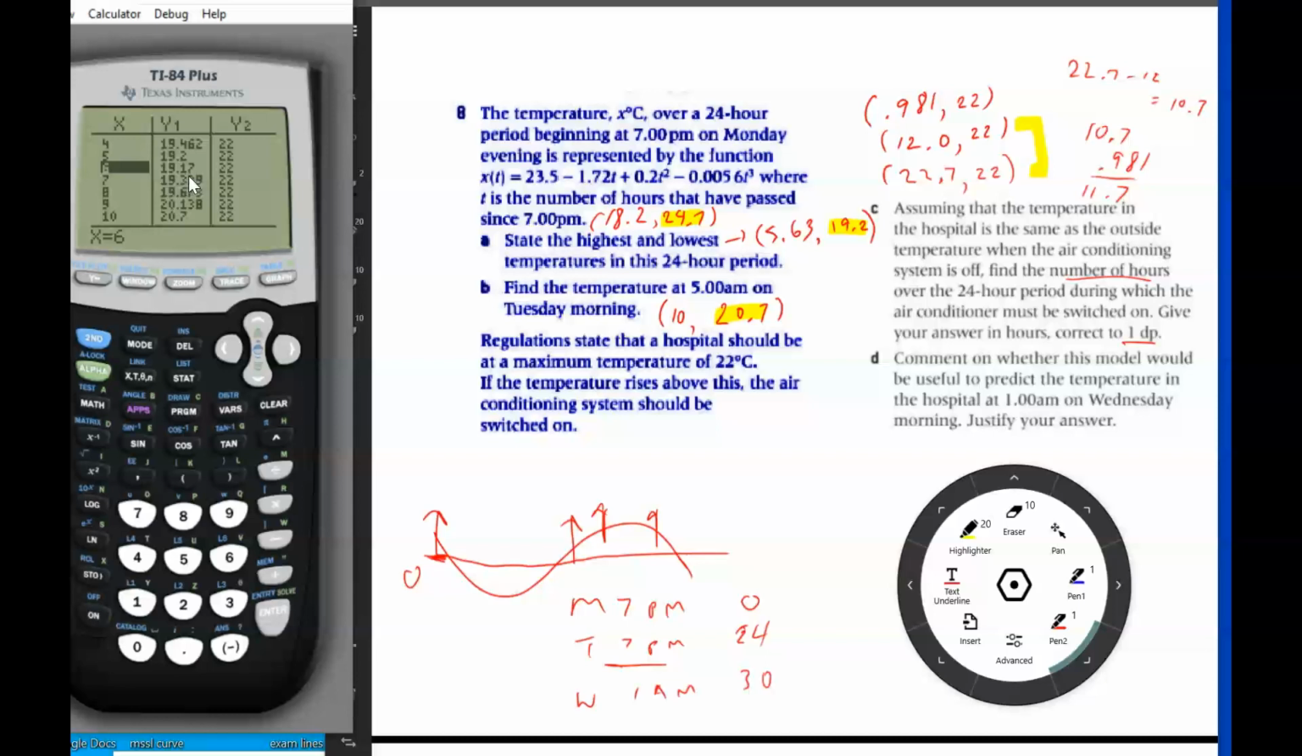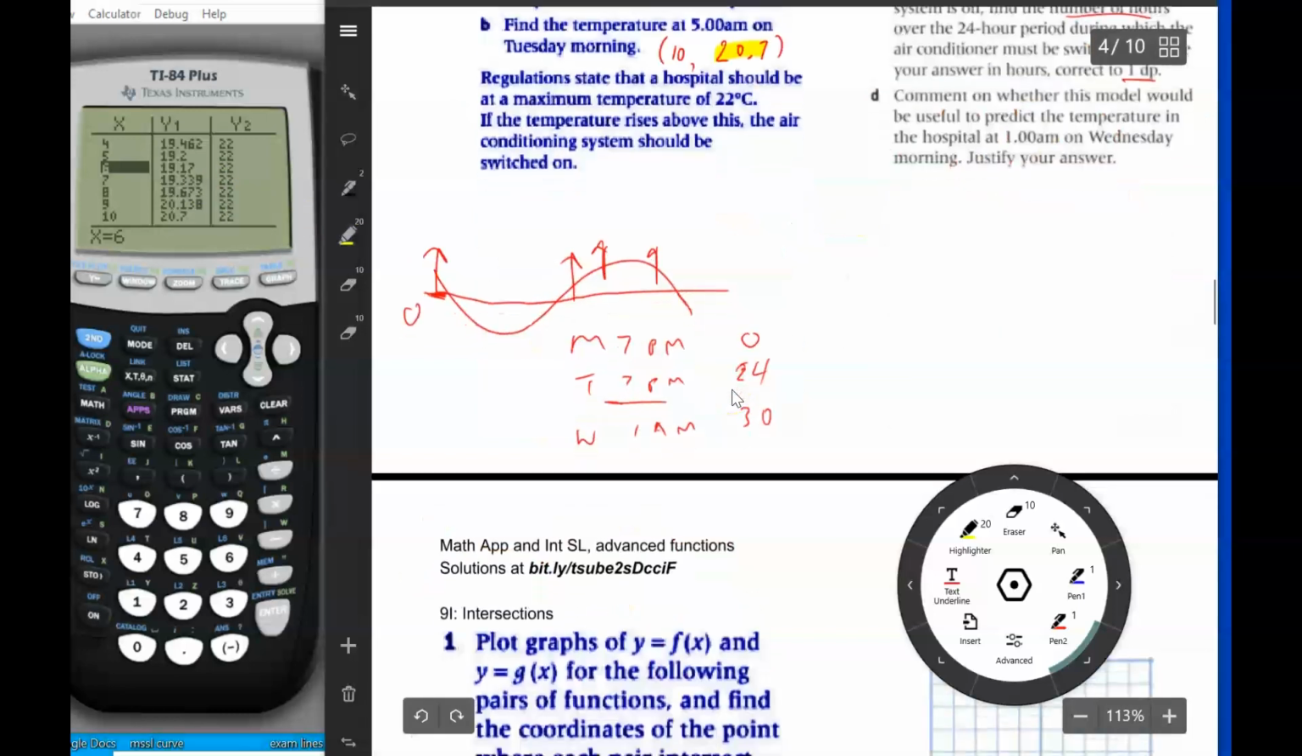You could use this model to try to figure that out, but you couldn't just plug in x equals 30 and get the answer, because that, we could see, will give you almost 0 degrees Celsius. Okay, so I think that's it for this page.